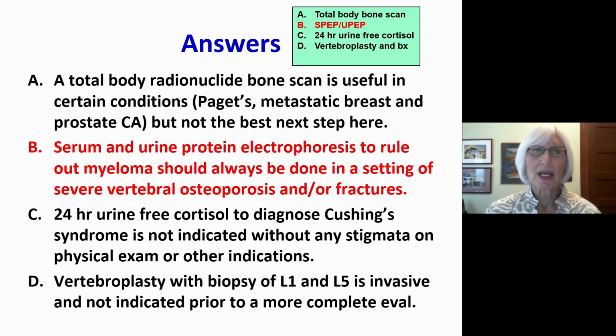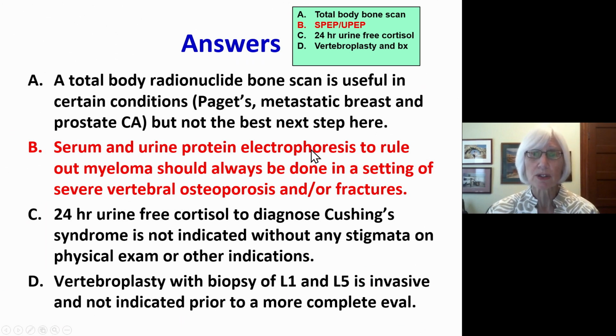So a total body radionuclide bone scan can be useful in certain conditions, such as Paget's disease of bone, metastatic breast and prostate cancer, but would not be the best step here, and in fact would light up at the fractures, but would not be taken up by the myeloma cells.